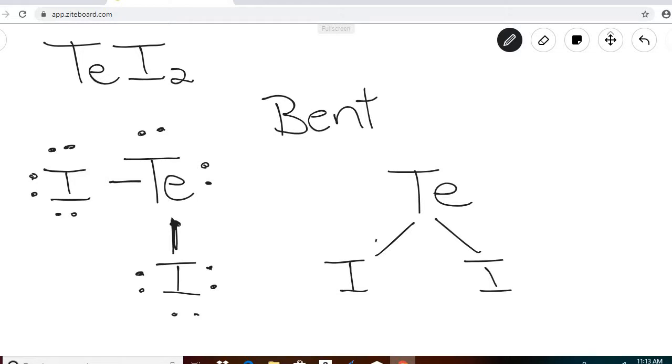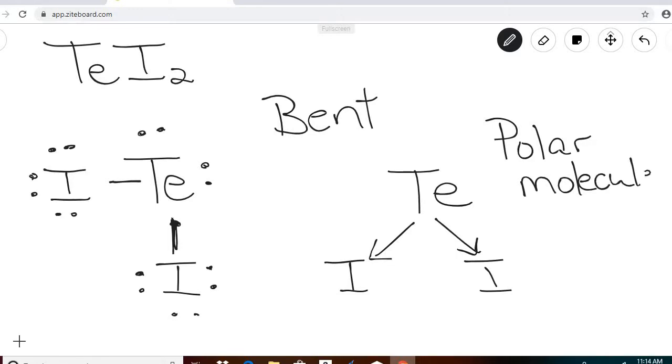And iodine is going to have a greater pull on those electrons than the tellurium, and they're only pulling in a downward direction with nothing to counter in the upward direction. So that means that there's unequal pull, and so this would be a polar molecule. And polar dissolves in polar, so yes, this molecule would dissolve in water.